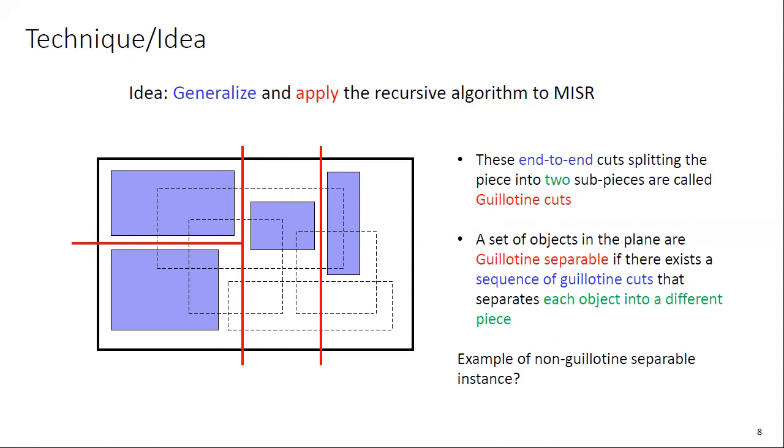And this is an example of what could be well structured, because we will see later that the optimal solution can be computed by a dynamic program. Of course, not every set of rectangles is guillotine separable. For example, this one: whatever the first cut that you do, you have to cut through some rectangle.